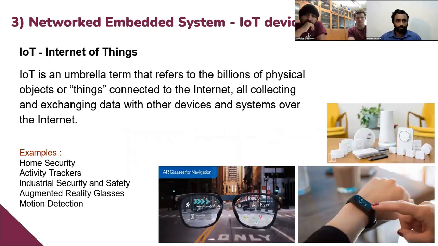This is the IoT, Internet of Things, and we're going to do a project about RFID tags. That project is an Internet of Things device. IoT is an umbrella term that refers to the billions of physical objects connected to the internet, all collecting and exchanging data with other devices and systems over the internet. Examples are GPS trackers, industrial security and safety, and motion detectors.